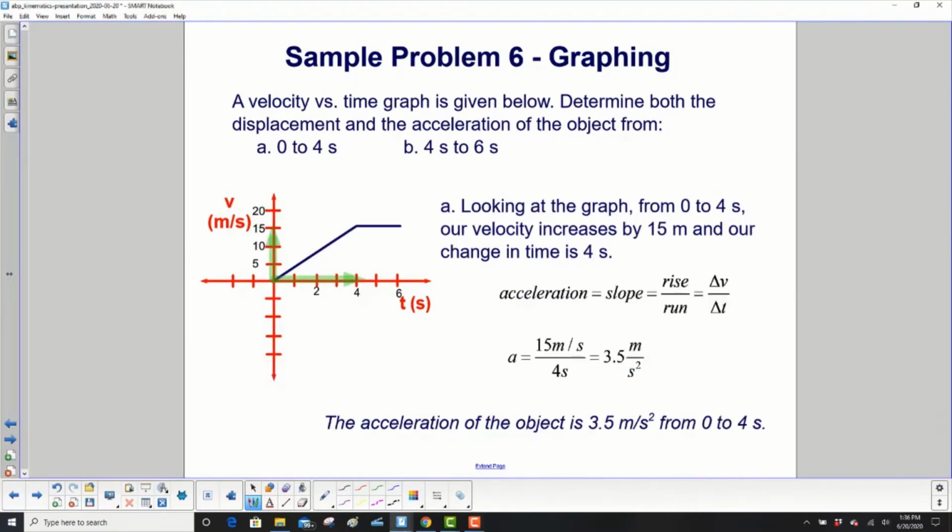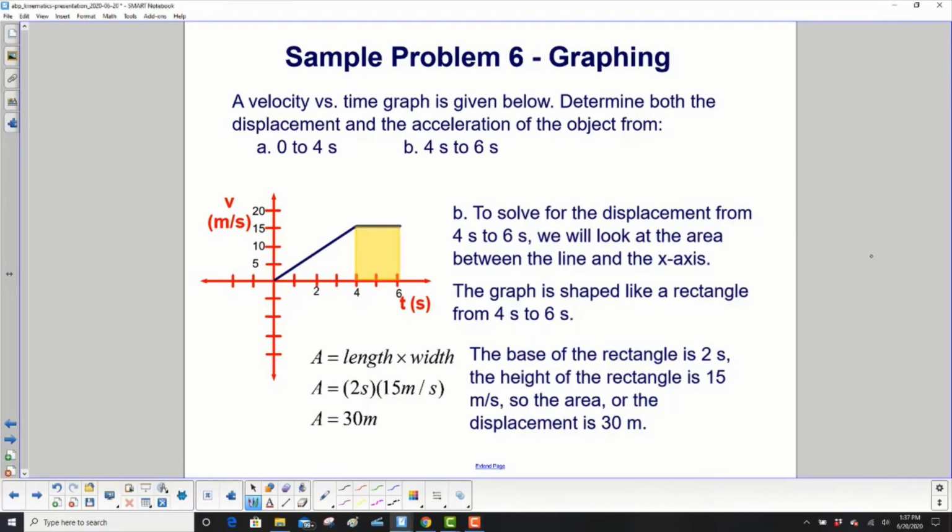Let's find the acceleration of the object between 0 and 4. So we need to find the slope of this line here. So the slope is rise over run, or the change in velocity over the change in time. Either way you can write that. So our acceleration is going to be change in velocity, which is 15 minus 0, and the time is 4 minus 0. So it's 15 divided by 4. We get 3.75 meters per second squared. And see how the units work out? Meters per second divided by second gives us meters per second squared. So the acceleration of the object from 0 to 4 seconds is 3.75 meters per second squared.